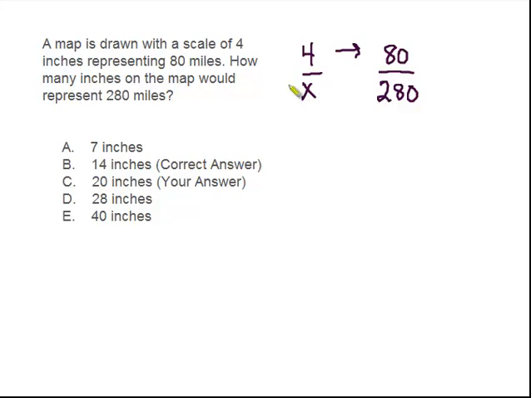And so since we don't know how many inches would represent 280, we put an X. We're not sure of what that number is. That's what we're trying to find out here. And so the column to the left, you can think of as our inches. And then to the right, we have miles. So 4 inches represents 80 miles. And we're trying to find out how many inches represents 280 miles. And so these are going to have the same relationship.